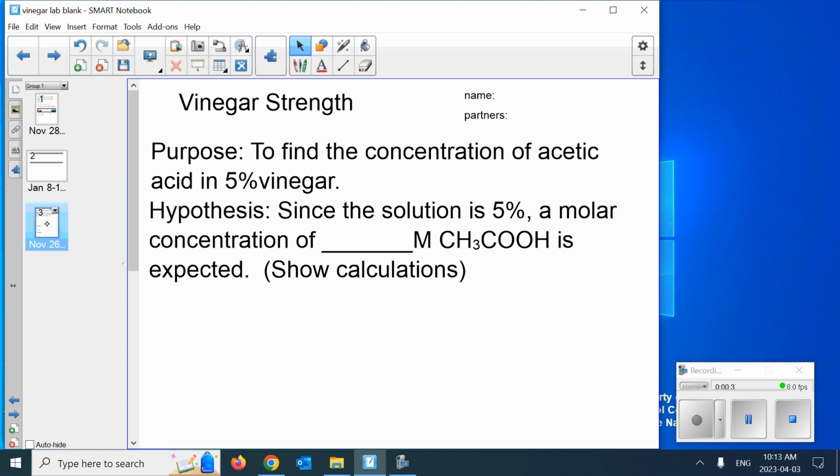Our purpose eventually will be to find the concentration of acetic acid in 5% vinegar. On the bottle of vinegar that we have, it doesn't say how many moles per liter it is. Vinegar is really acetic acid, but vinegar is common, right? So it doesn't say like 1.38 moles per liter. It says 5% on here, and it just says 5%.